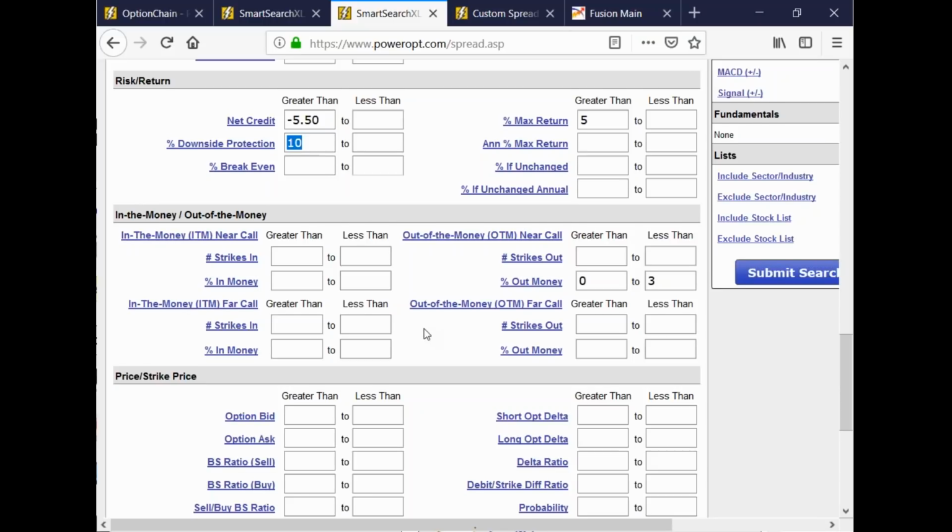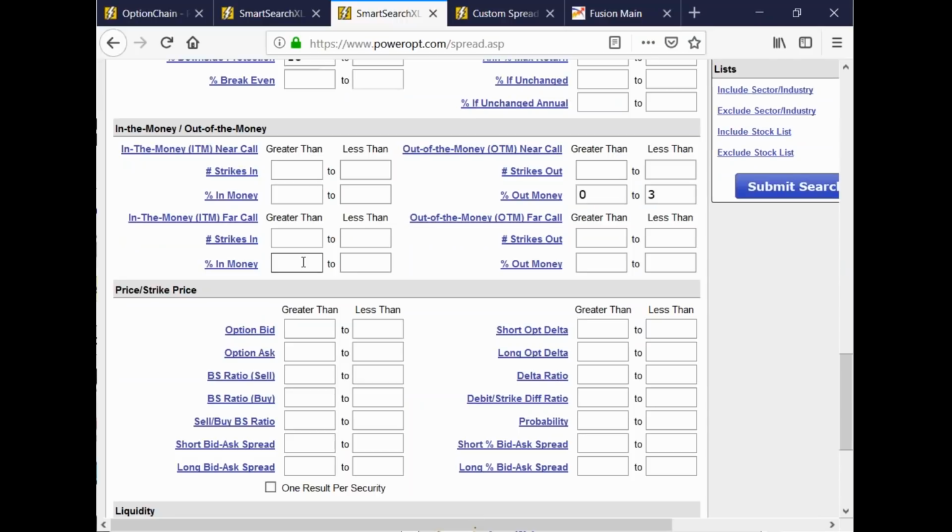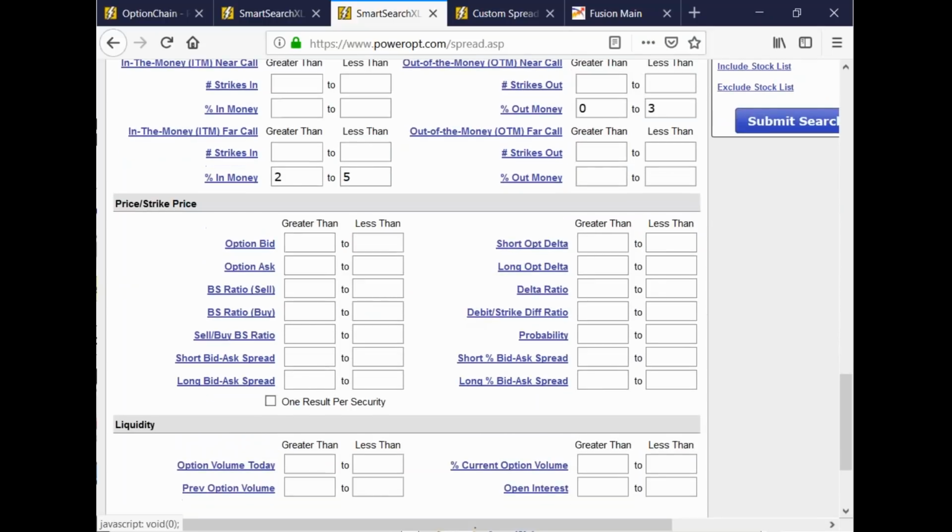Okay? And at the same time, I want the long call to be in the money maybe by about 3 or 4%, and I could restrict it to maybe 5% to lower the cost. Maybe let's go 2 to 5, okay? Slightly in the money, but not too deep in the money because then the cost would be too high and I wouldn't get that 10% anyway. This is going to be pretty close.